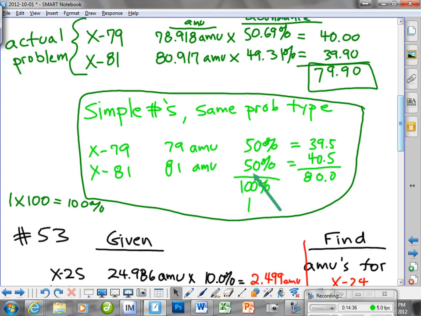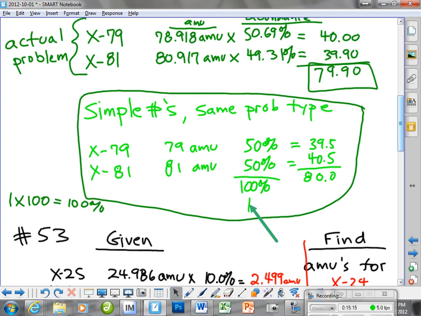50 and 50 are 100, right? Yeah. 100% is all. That's all of the atoms of bromine that we have in the entire world. And of that, 50% are isotope 79, 50% are 81. And if I change my 100% to a regular number, I have to move my decimal 1, 2 to the left, and that gives me 1. So 1 is the whole.